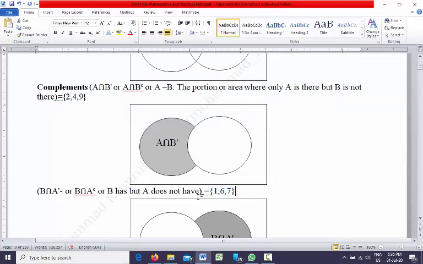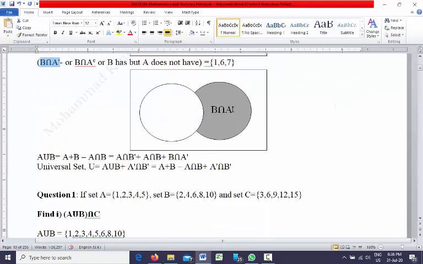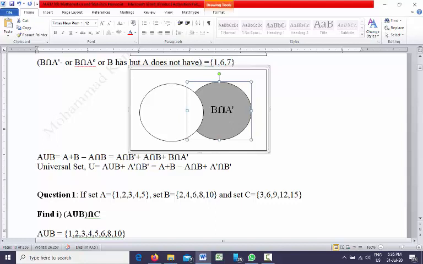So in B intersection A prime, only elements of B will be there. Elements of A should not be there. So this is the shaded area. In this shaded area, only elements of set B are there. Set A is not there.